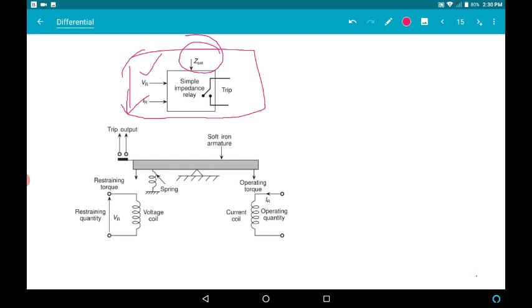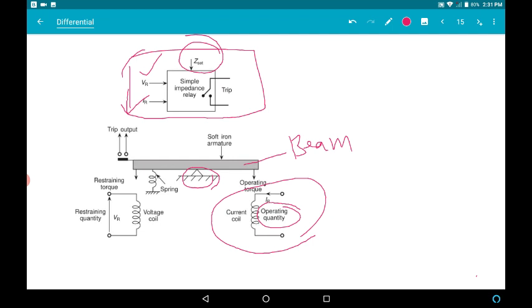Now how can this be realized? Imagine that there is a simple hinge like this, and there is a beam, a balance beam, and now we have two things here. On one side, the beam is of soft iron, so it will be attracted by magnetism. So we have a coil on this side, which is the current coil, and the operating current is flowing through this coil. So there will be a torque generated, called the operating torque, which will pull this beam towards this direction, right?